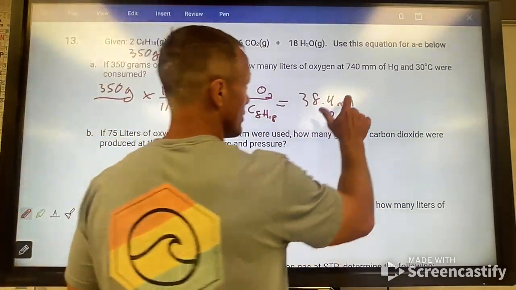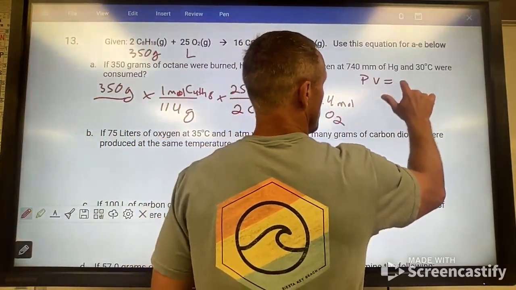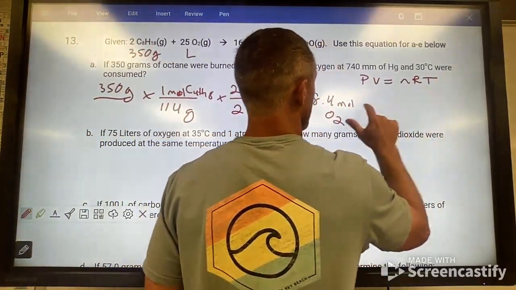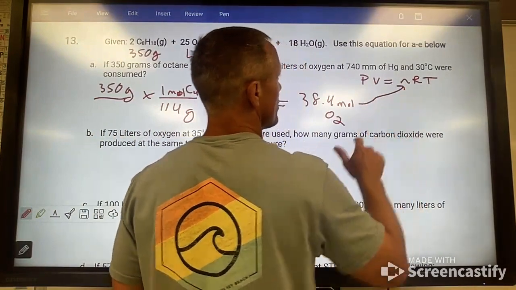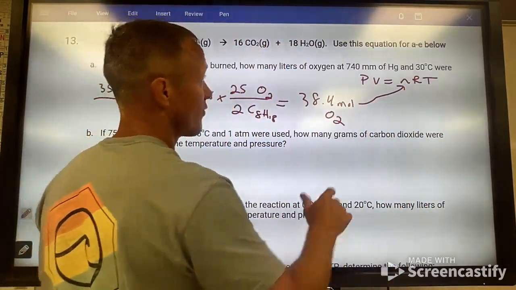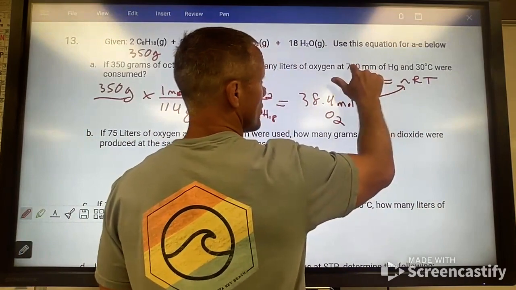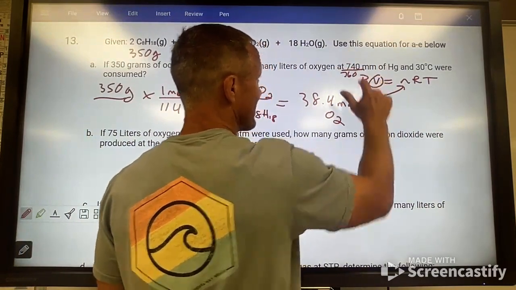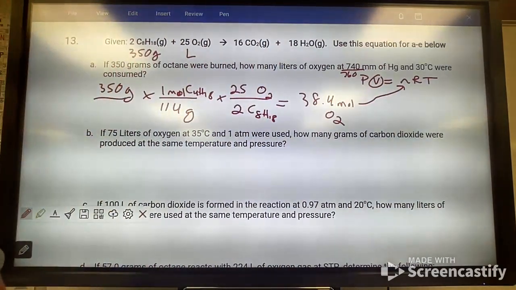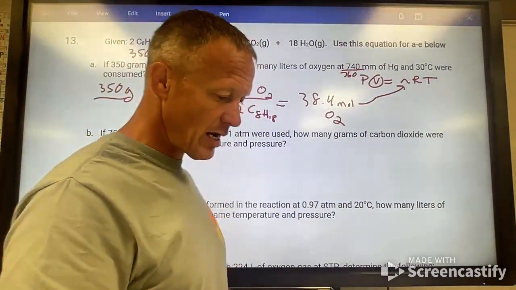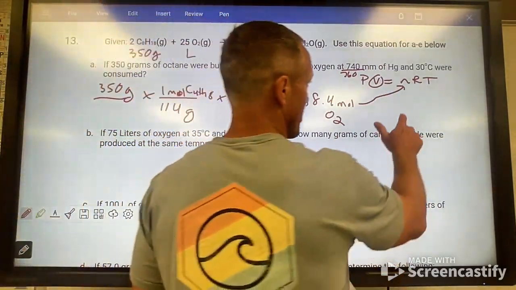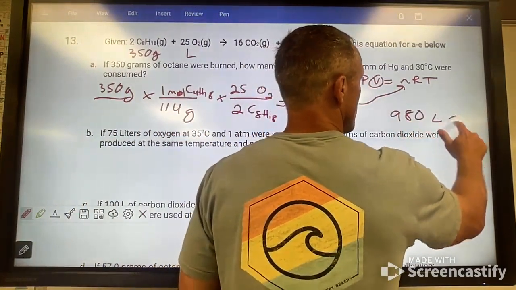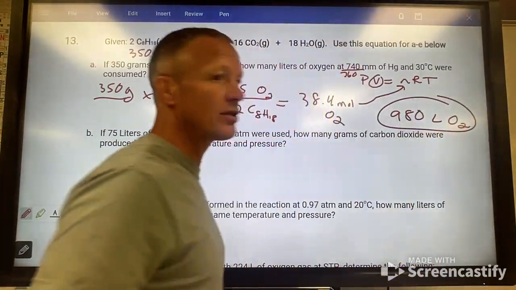Now we can plug those into PV equals nRT, plug those in for moles, and we're going to solve for our volume. Your pressure is 740 millimeters of mercury. Remember, you need to take 740 and divide it by 760 to get into atmospheres. And don't forget your temperature needs to be in Kelvin. Answer there is 980 liters of oxygen. I can do all the math there, but the answer ends up being that.